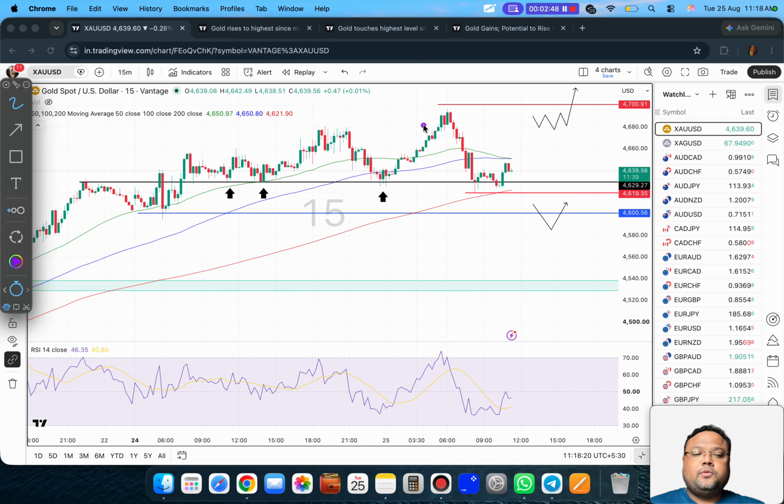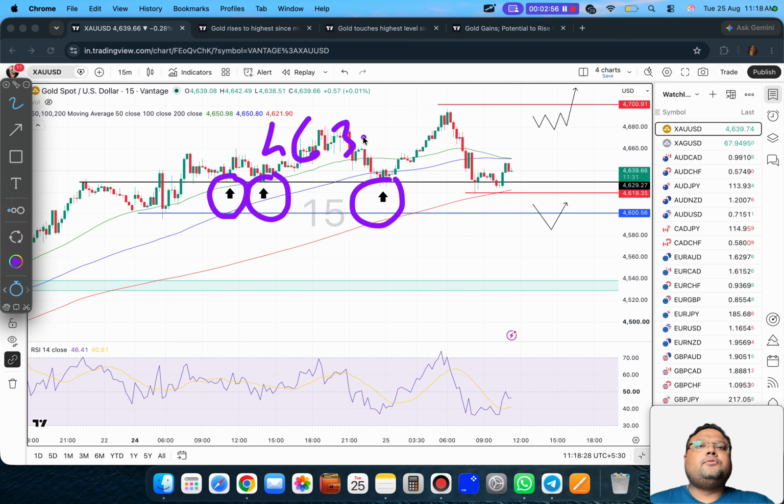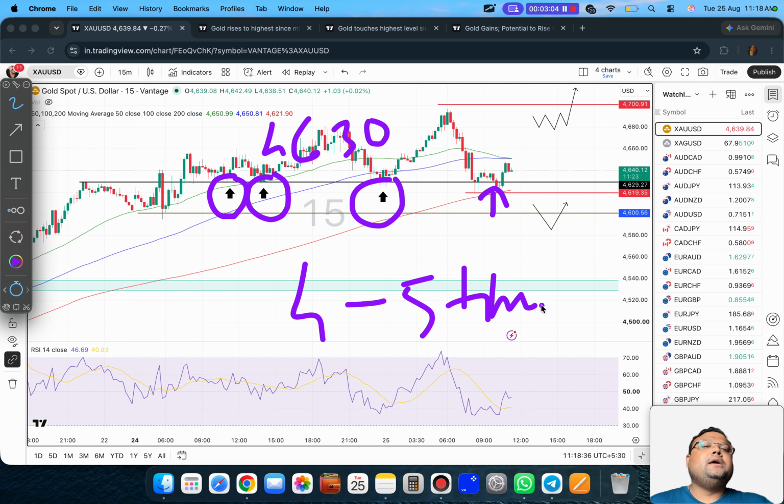So today we need to be careful with the support. Yesterday the support of 4630 gave us good money, but today we can already see the support has been tested 4 to 5 times already. If a support has been tested 4 to 5 times already, what does it mean? It means that in the next attempt there is a high chance that the market will break it.